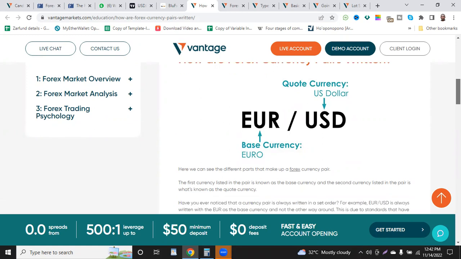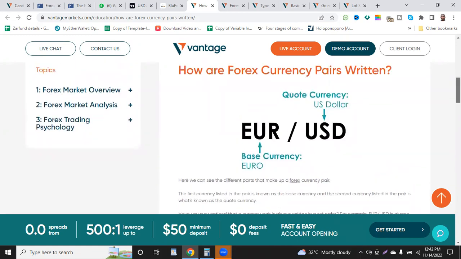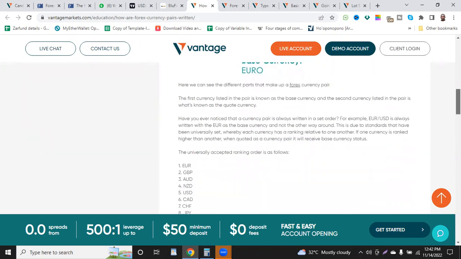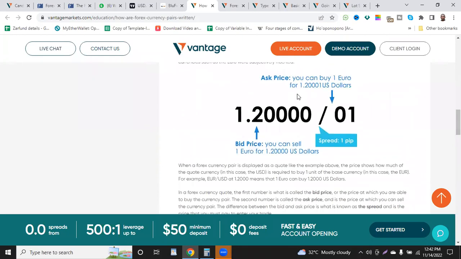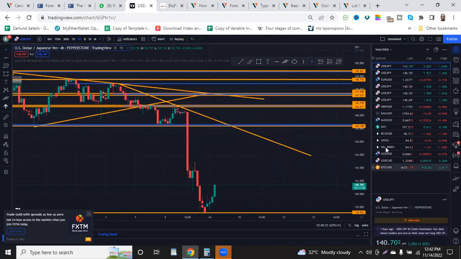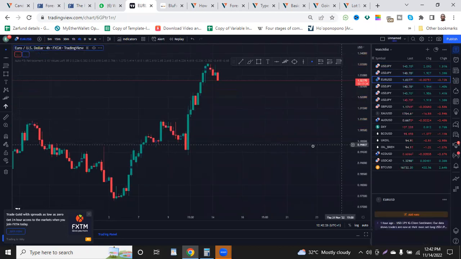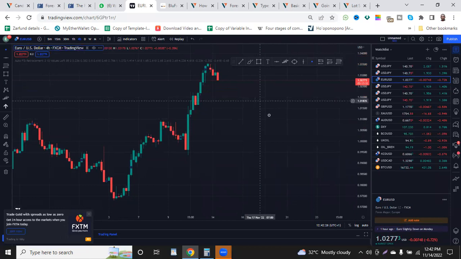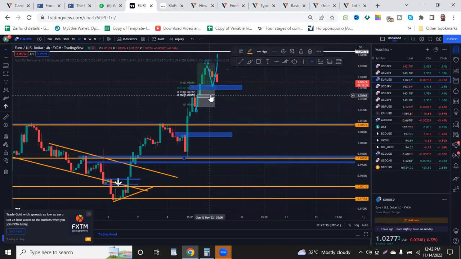So for every asset pair, for every currency pair, there is a quote price. For example, this is how you see a quote price. So let's go to this chart right now. You notice that, let's say Euro USD. Okay, so Euro USD, right?